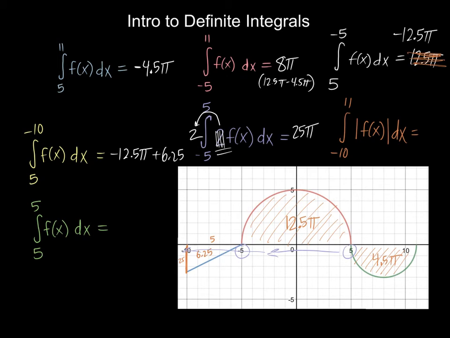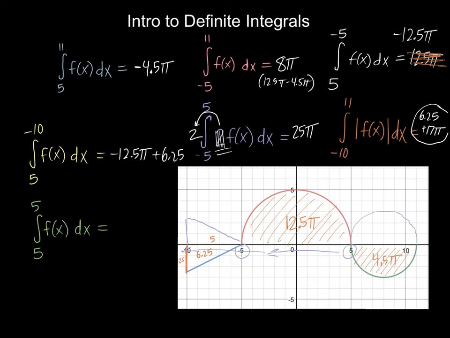All right, negative 10 to 11. So that's the full area, but it is absolute valued. So all an absolute value does on a function is make its mirror image above the axis if it's below. If it's above the axis, then it doesn't do anything to it because absolute values of positives are just those numbers. So this one's going to be positive 6.25 plus the other two circles, all positive now. So 12.5 and 4.5 makes 17 pi. So 6.25 plus 17 pi is my area of the absolute value.